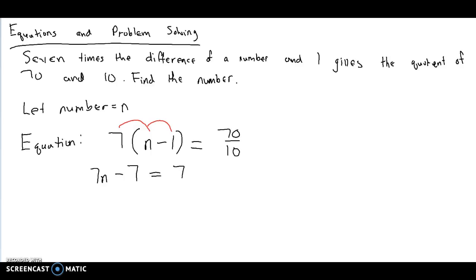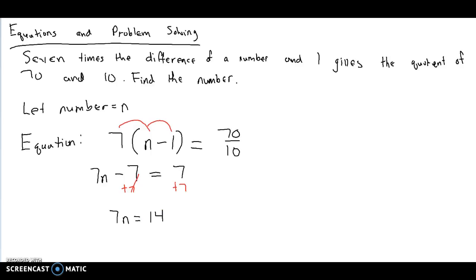We're going to keep going when we're trying to solve for n here. Our next step will be to get the variable term, 7n, by itself. Let's get rid of minus 7. To do that, we're going to add 7 to both sides. That cancels out the 7 on the left side. So we're going to get 7n equals 7 plus 7, which is 14.